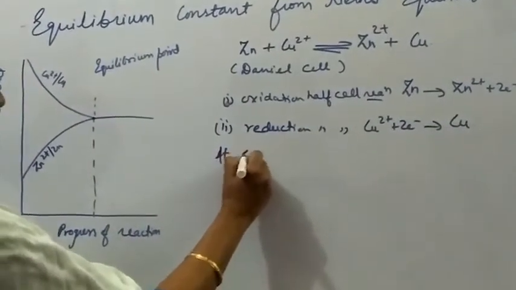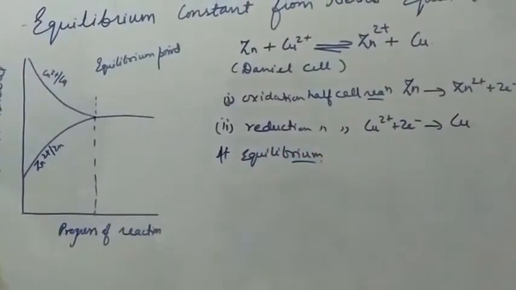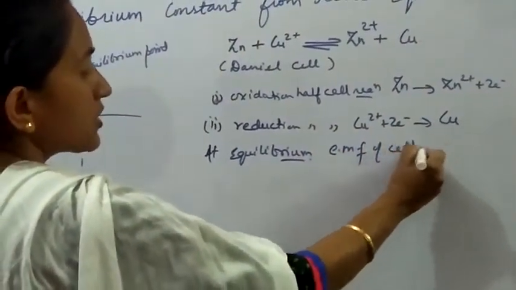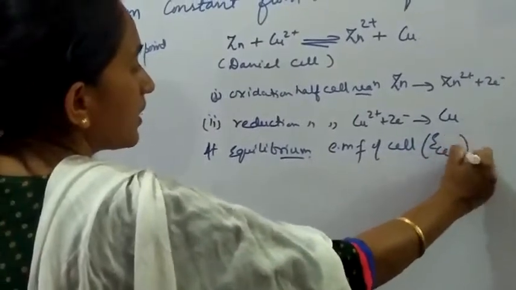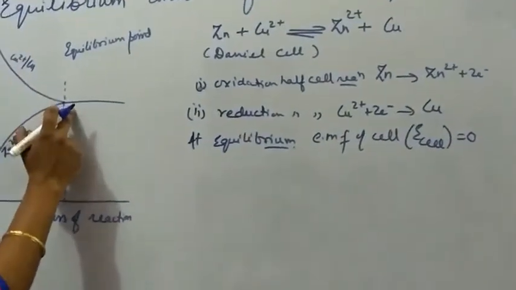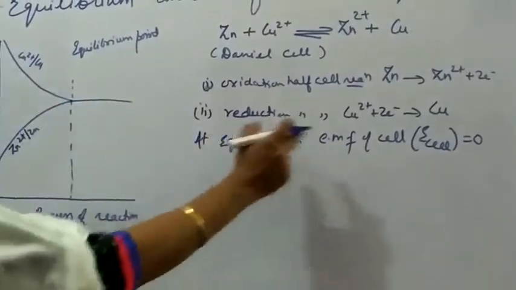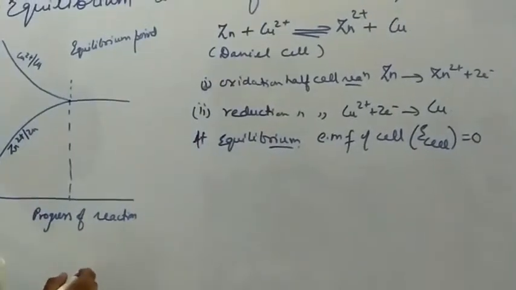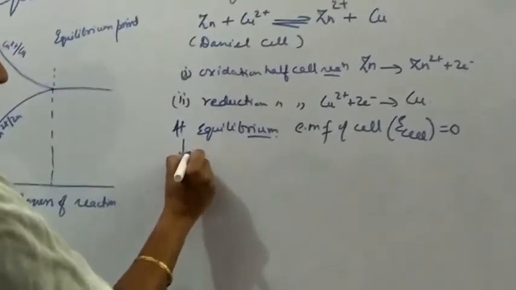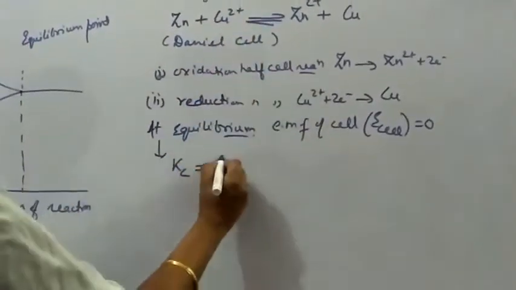Now at equilibrium, the EMF of the cell, which is denoted by E cell, gets equal to 0. Why? Because the reduction potential of both the electrodes will become the same here. So we have the EMF of the cell, E cell, equal to 0. Now if we have to write, at equilibrium only, the value of the equilibrium constant Kc for this reaction, students, how will you write it down?